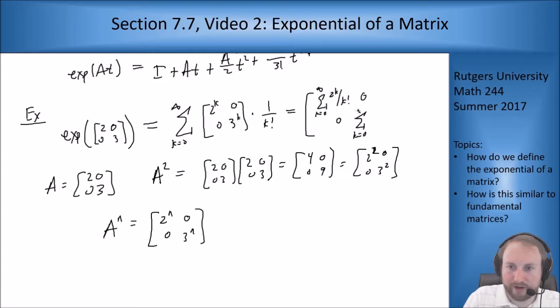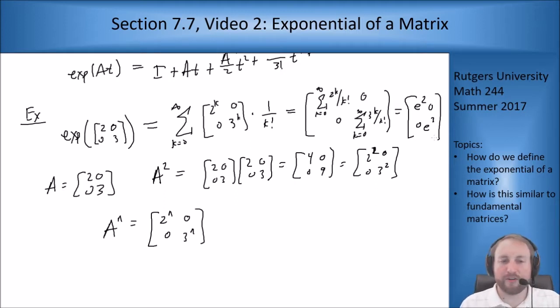Sum k equals 0 to infinity of 3 to the k over k factorial, which is just e squared, 0, 0, e cubed by the definition of e that we used above. So for diagonal matrices, we can just calculate it directly.